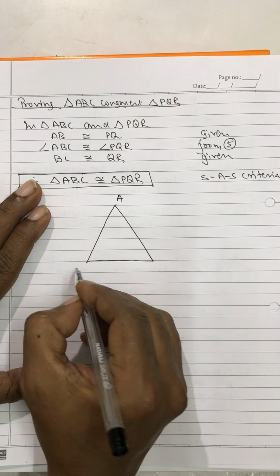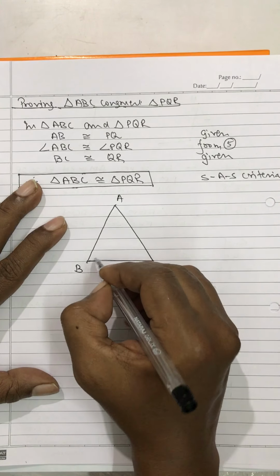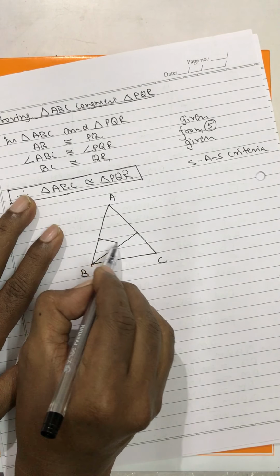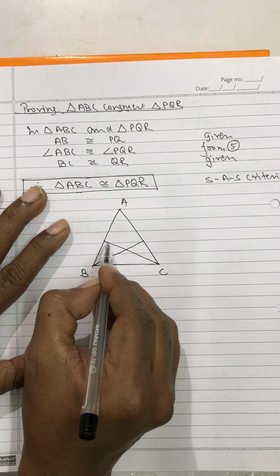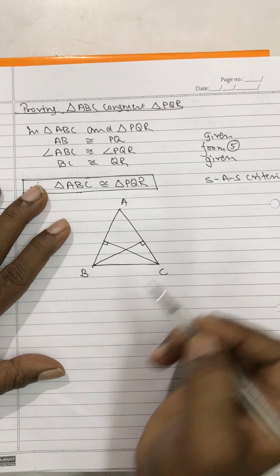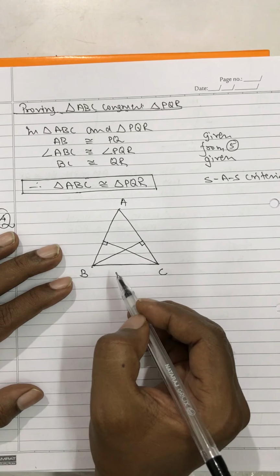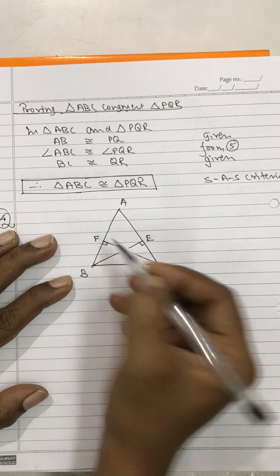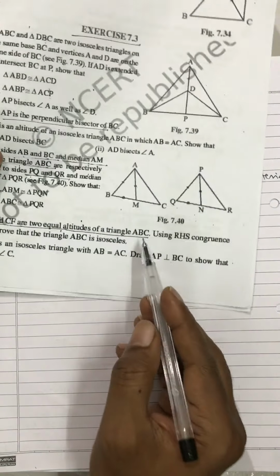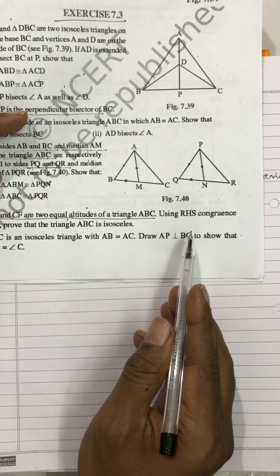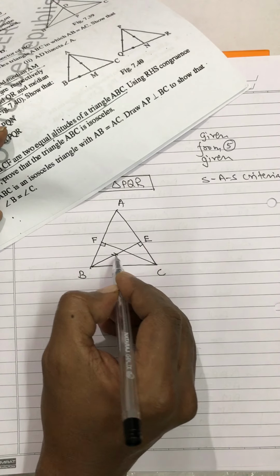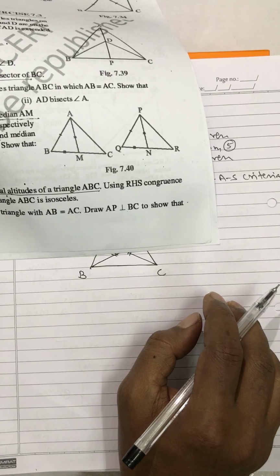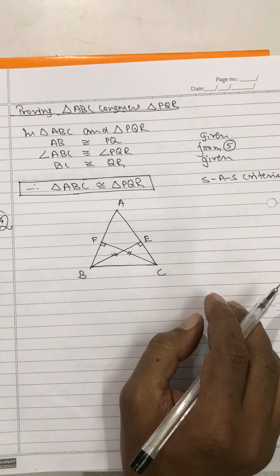Okay, B and C. So from here an altitude is drawn, something like that. Altitude, this is 90 degrees, a perpendicular on the opposite side. This is BE and CF, the 2 altitudes of triangle ABC. 2 equal altitudes means these are congruent. Fine. Using RHS congruence rule, prove that triangle ABC is an isosceles triangle.